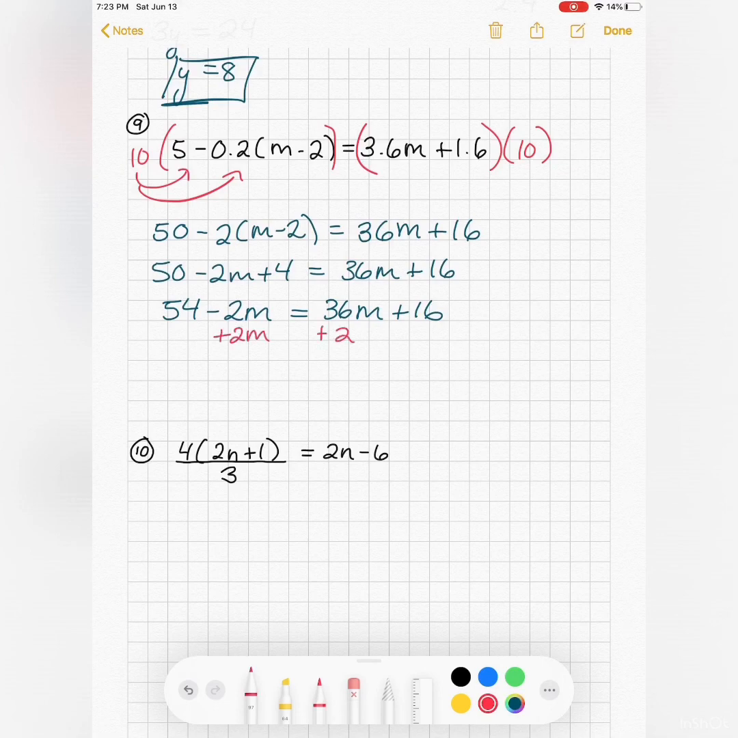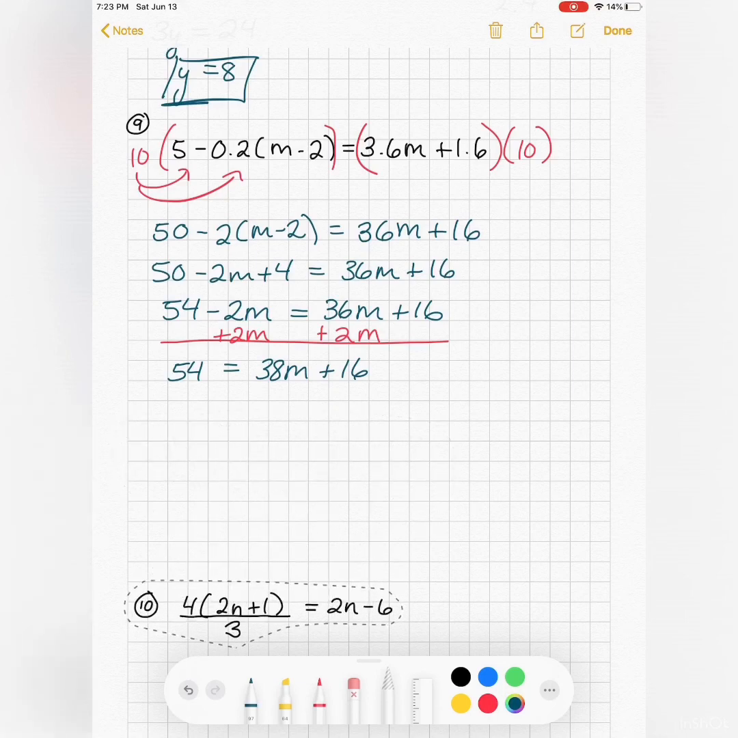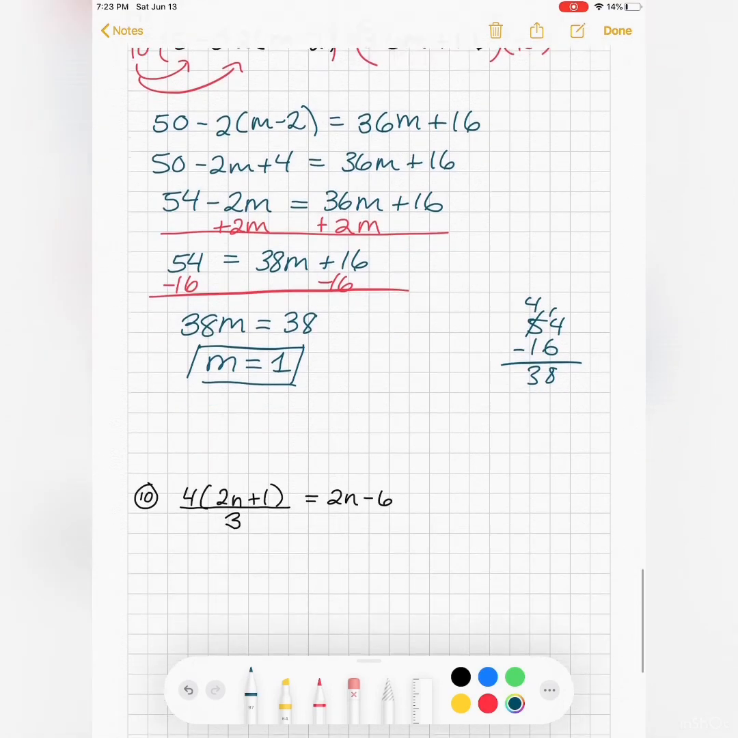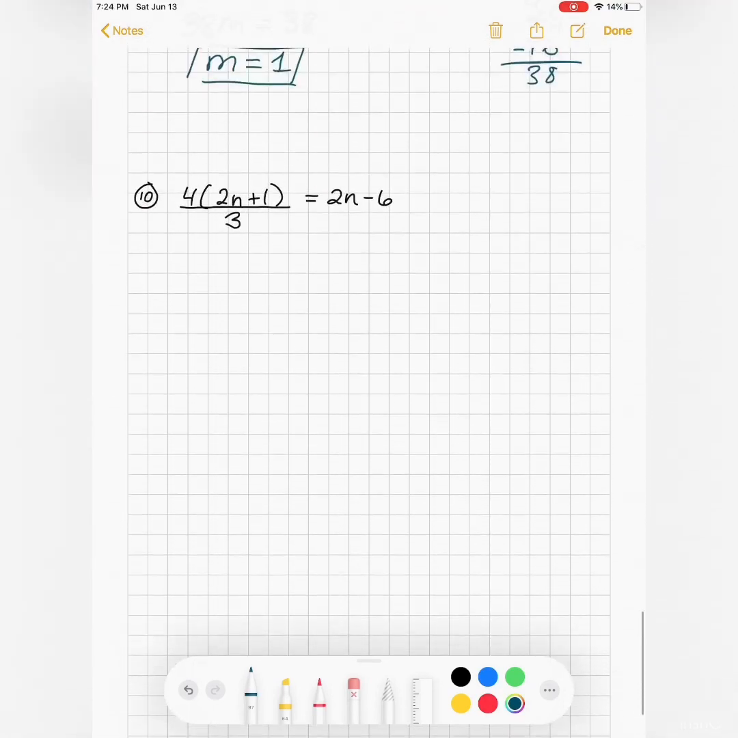Let's add the 2m. Subtract 16. $38. Oh, cool. M is 1. That's the last one.